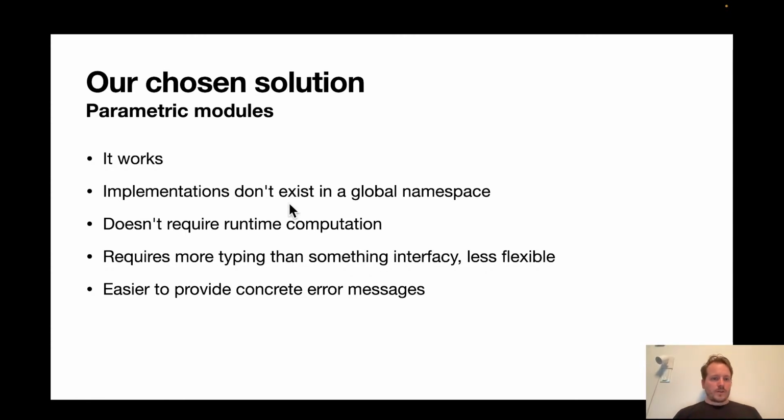And this doesn't require runtime computation. At compile time, we know what specific implementation of dict you're using, which means that, in theory, it runs faster. There's no dynamic thing being involved here. And it's easy to provide concrete error messages because we know the exact concrete types that are involved.